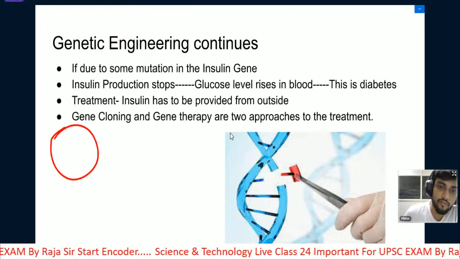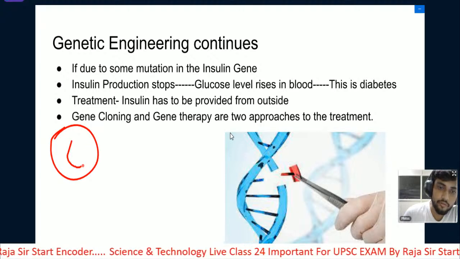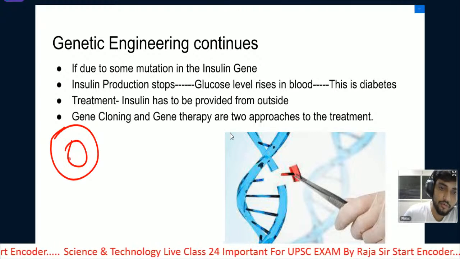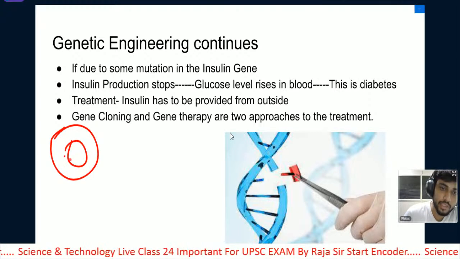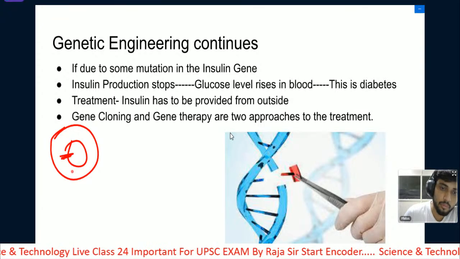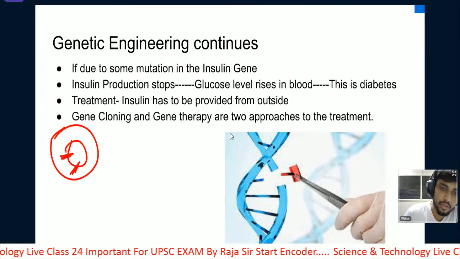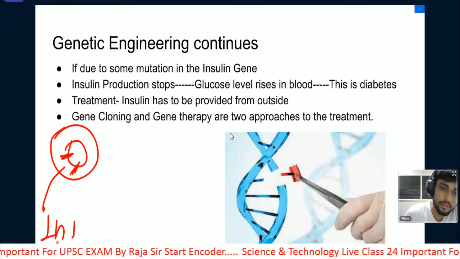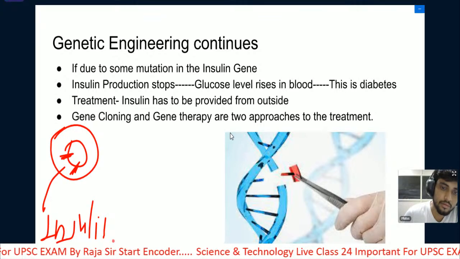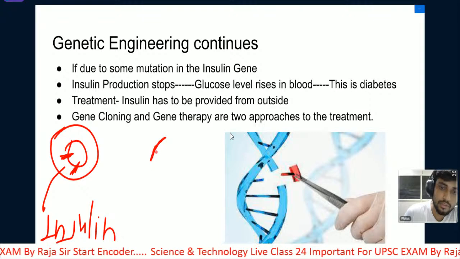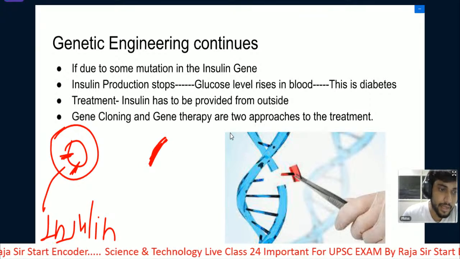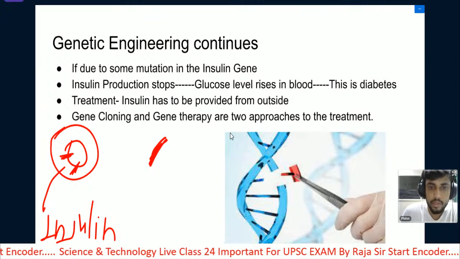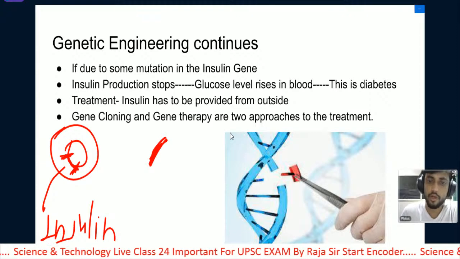See, Minu, we have a healthy person, and from the DNA material of the healthy person, we have taken out the sequence responsible for production of insulin. Suppose this is the sequence responsible for insulin production; we have taken out this sequence. We have cut it out and brought it. Then this is the sequence responsible for insulin production.